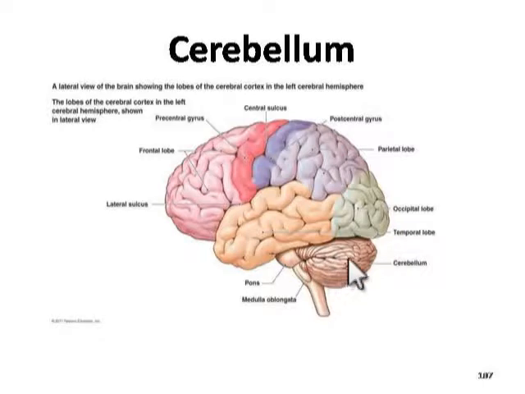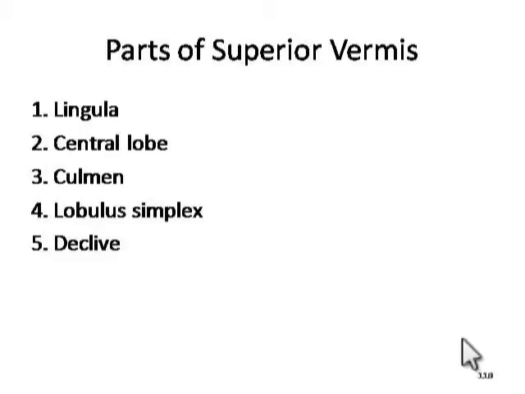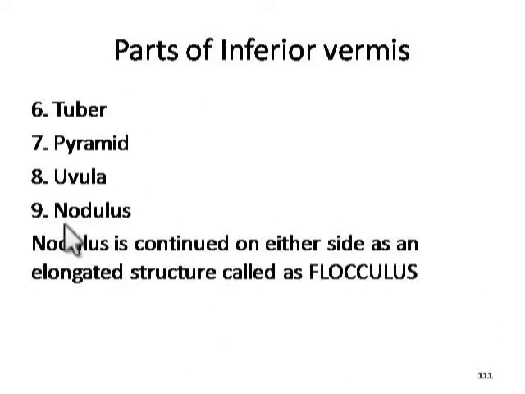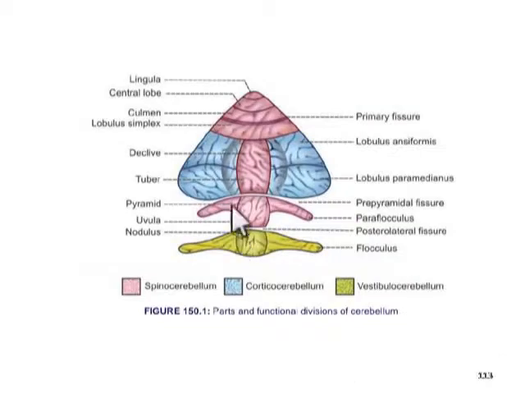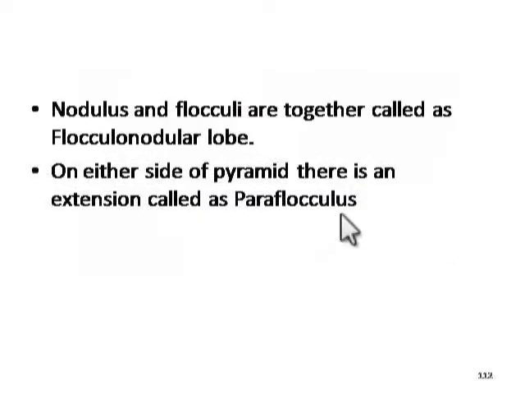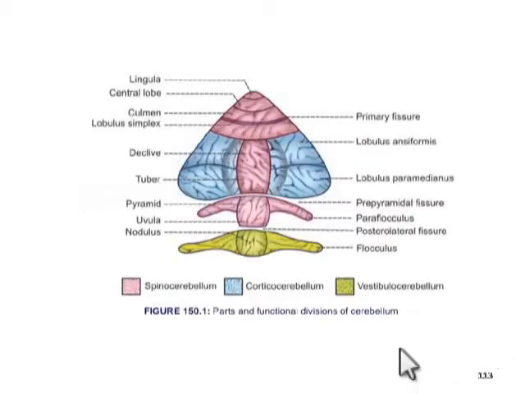Then next one is about the parts of superior vermis. Superior vermis has got mainly 5 parts. Here you can see lingula, central lobe, culmen, lobulus simplex, and declive. These are the parts of superior vermis. Then parts of inferior vermis. Inferior vermis has got tuber, pyramid, uvula, and nodulus. Here you can see these are the parts: lingula, central lobe, culmen, lobulus simplex, declive. These are the parts of superior vermis, and these are the parts of inferior vermis.